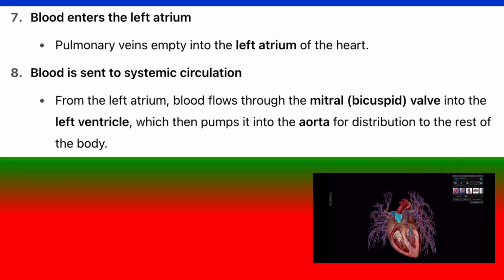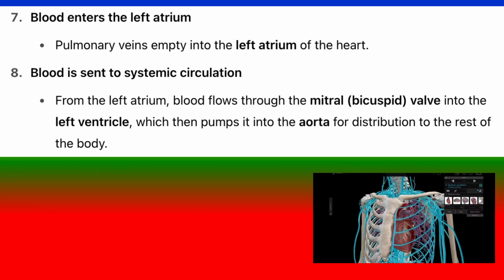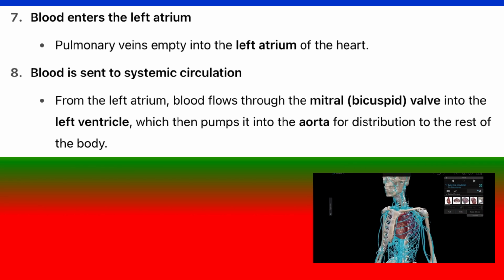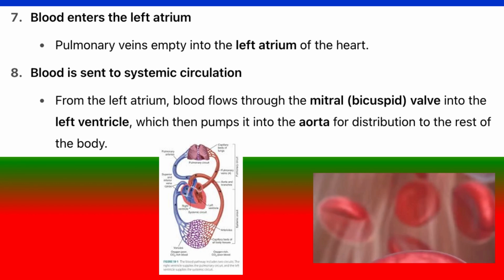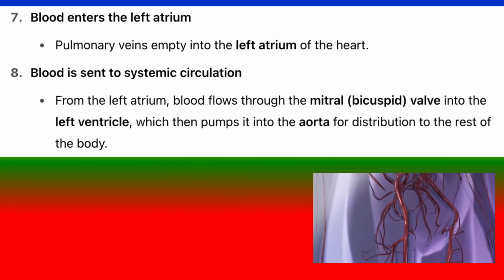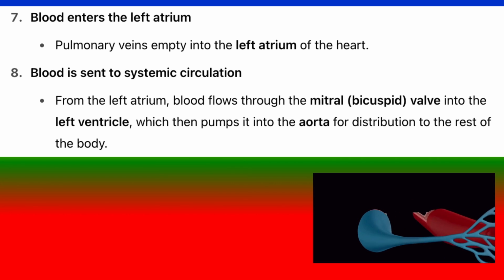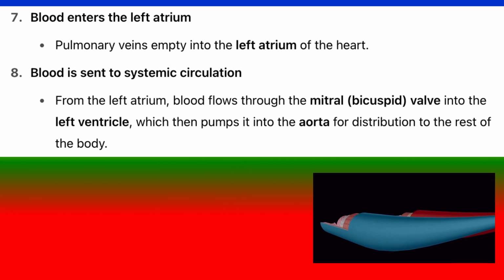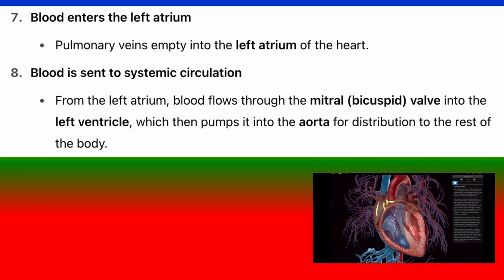7. Blood enters the left atrium. Pulmonary veins empty into the left atrium of the heart. 8. Blood is sent to systemic circulation. From the left atrium, blood flows through the mitral bicuspid valve into the left ventricle, which then pumps it into the aorta for distribution to the rest of the body.